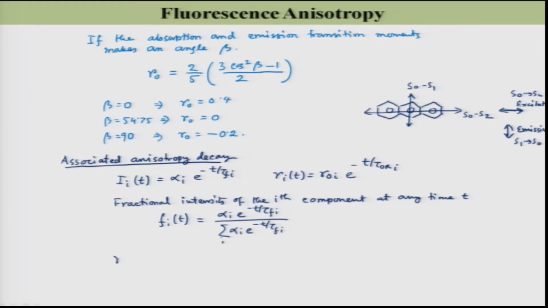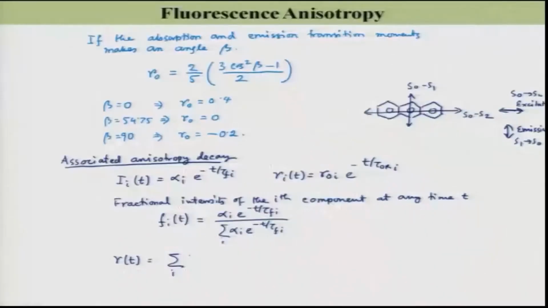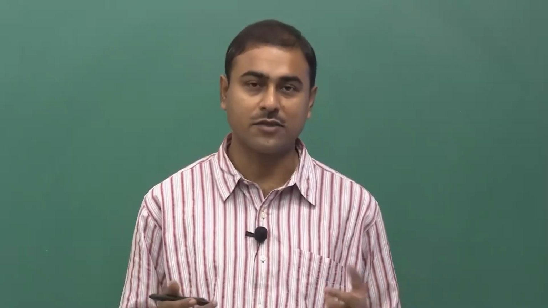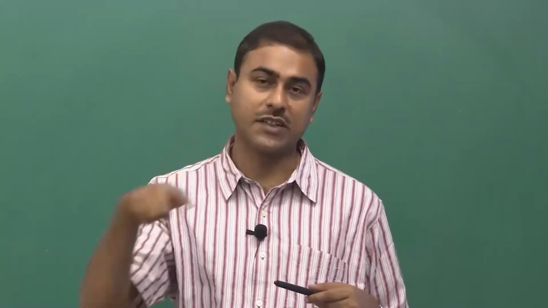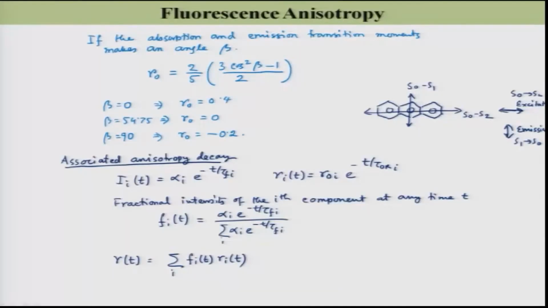That means the time dependent anisotropy, r of t, should be given by a sum over i, because if a component has more weightage at early times, then more weightage of its r i of t will be there, and similarly at later times. So, I can simply write r of t equal to the sum over i of f i of t times r i of t. So, you see it is a complicated thing, right, and as expected the anisotropy will also be complicated. Usually anisotropy starts from some value R0 and decays exponentially, but in this case the anisotropy decay will look something different. But using such a formula, you can analyze it without any problem.